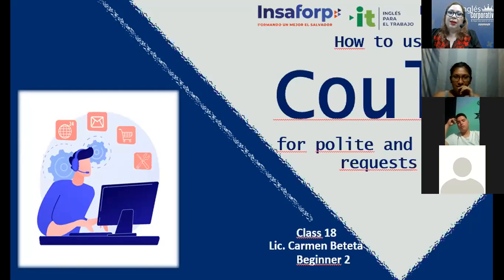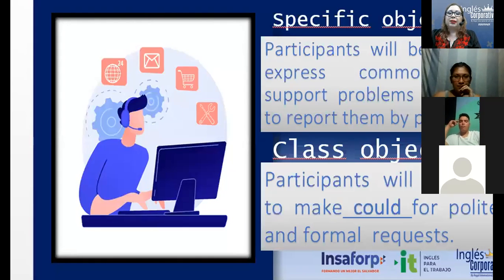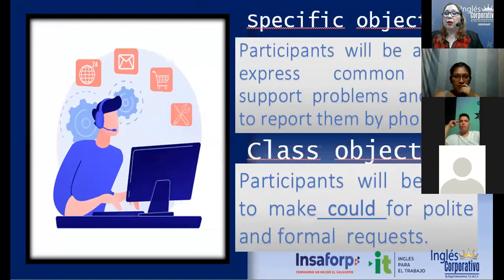Okay, then we're continuing with our main goal for tonight. Tonight, we want to learn how to make could sentences for polite and formal requests. Participants will be able to make could sentences, it's missing that word over there, for polite and formal requests, okay?